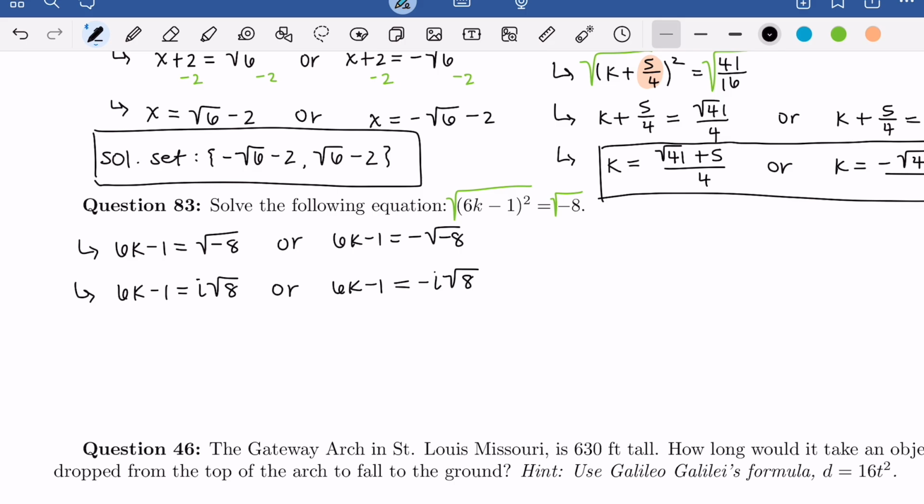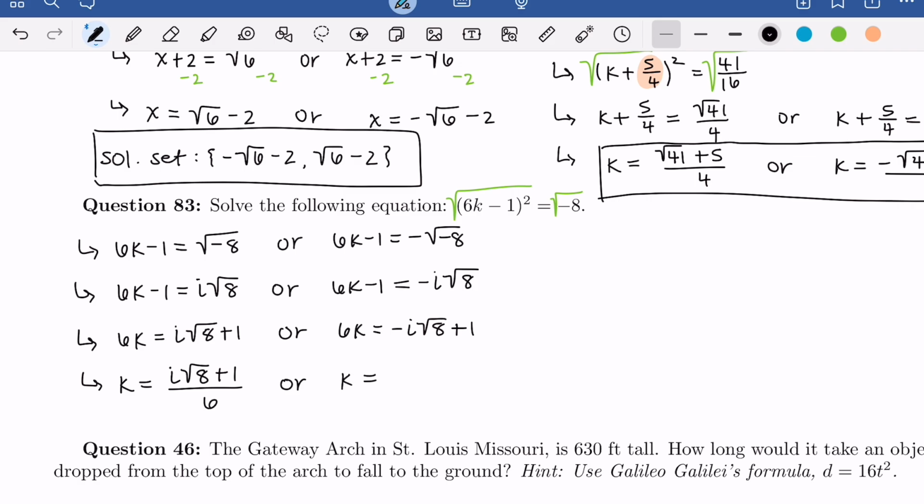So the first thing we're going to do is add 1 to both sides of both of our equations. So we're going to have 6k is equal to i times the square root of 8 plus 1, or this here. Now the last thing to do to completely isolate k is divide by 6 on both sides. So we're going to have this divided by 6, or this divided by 6.